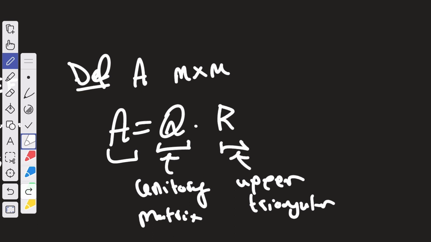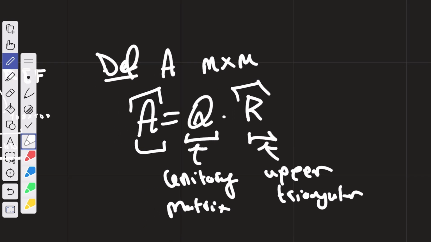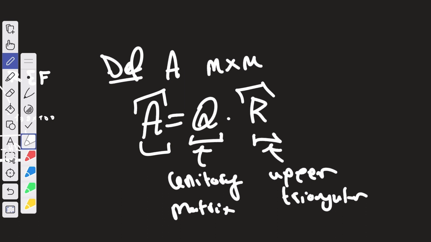I'm going to define a unitary matrix for you, but I want to say that you can transform a matrix A to an upper triangular matrix R, but you're paying a price of multiplying by this unitary matrix. Let us recall that a unitary matrix is just a matrix whose inverse is its transpose. Okay, so let us see how to do that.